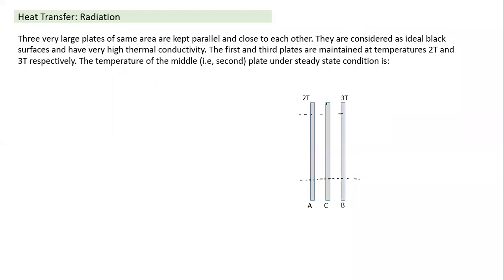So three plates, painted black, and they have very high thermal conductivity. What does very high thermal conductivity mean? It means all parts of the object are at the same temperature; everywhere in the object the temperature is the same. The first and third plates are maintained at temperature 2T, and this one is maintained at 3T. Maintained means we have some way to supply or take away heat such that the temperature does not change.